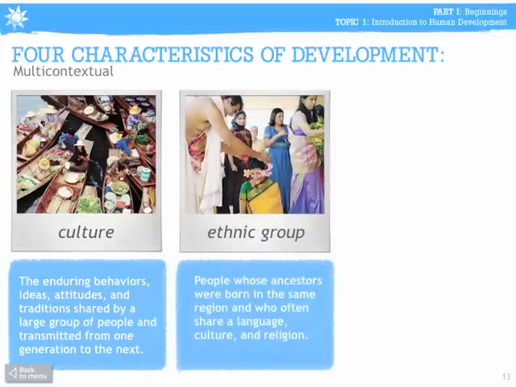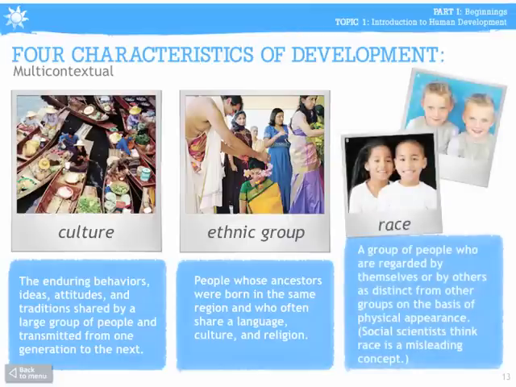So culture is the enduring behaviors, ideas, attitudes, and traditions shared by a large group of people. Your ethnic group is people whose ancestors were born in the same region and who often share language, culture, and religion. And then there's race, a group of people who are regarded by themselves or by others as distinct from other groups on the basis of physical appearance.